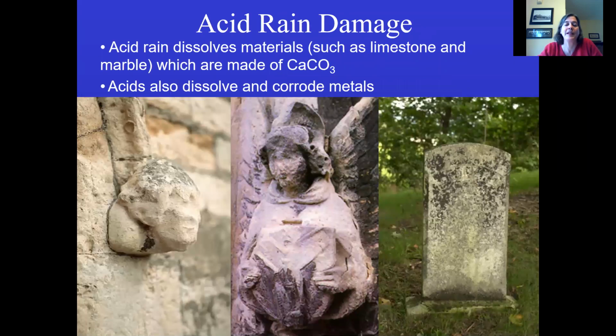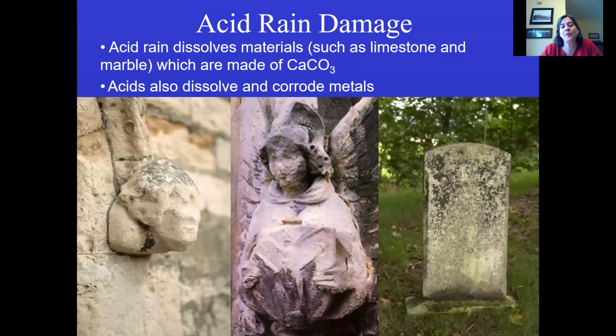What are the damages? All right, so where are you going to see this? Anything you make out of calcium carbonate. What do we make out of calcium carbonate? Anything we make out of marble. Marble is a beautiful stone, but it's pure calcium carbonate. Limestone is another one. We build a lot of buildings out of limestone, but if we're going to make art, we tend to do it out of marble. It's a metamorphic form of limestone, and it's beautiful.